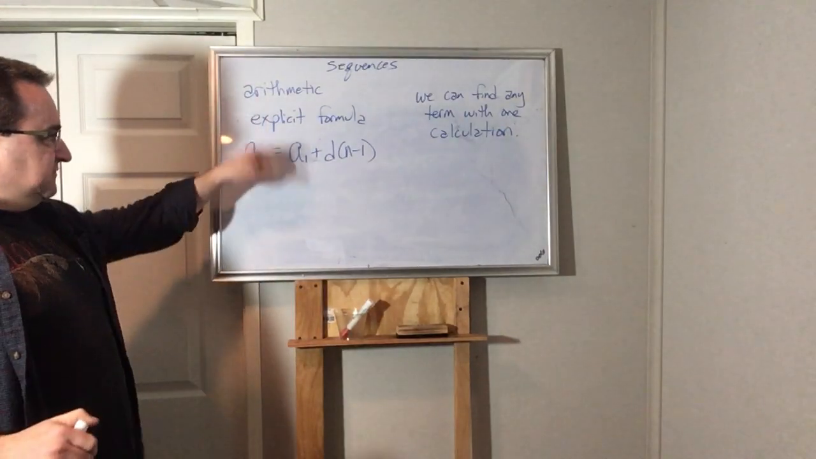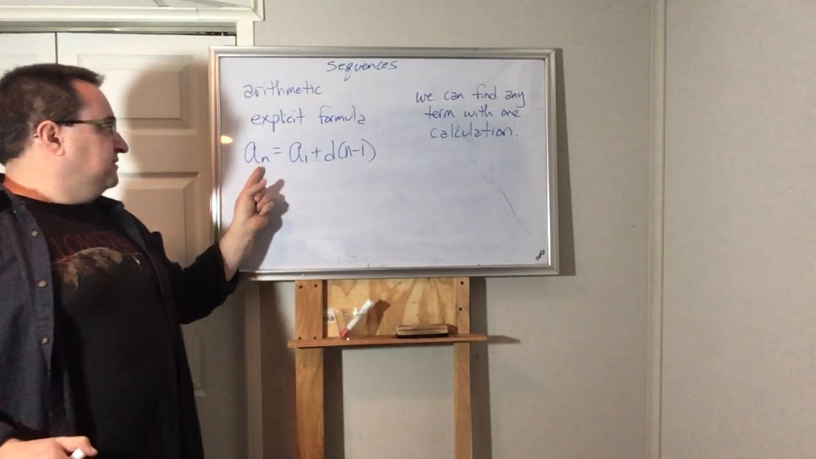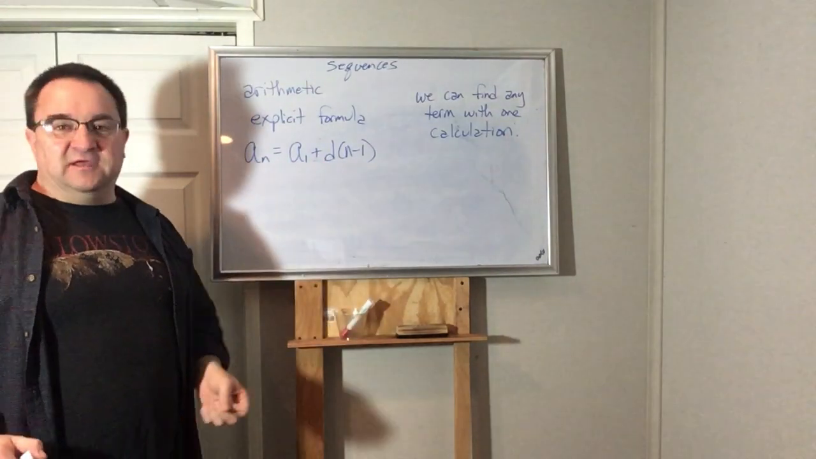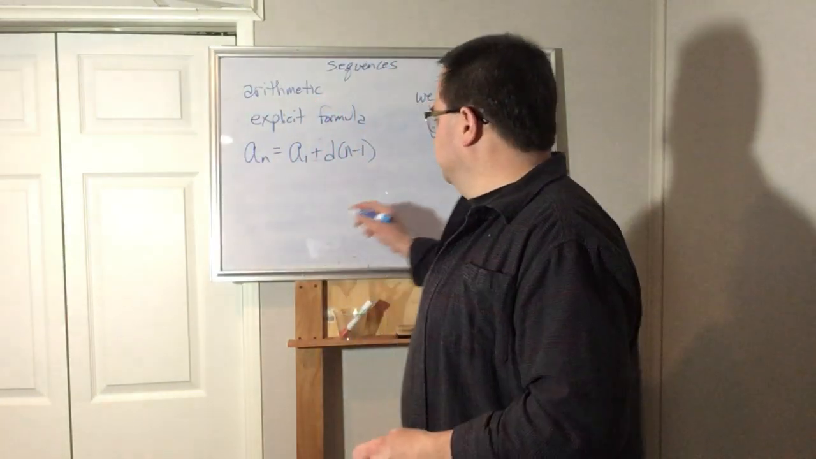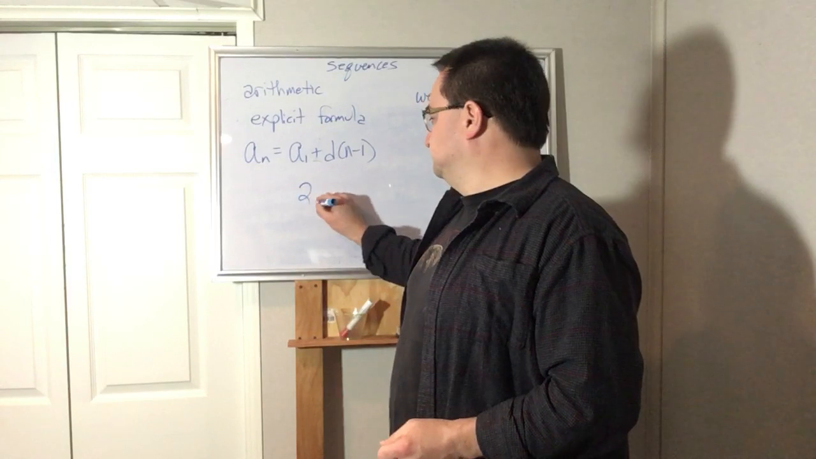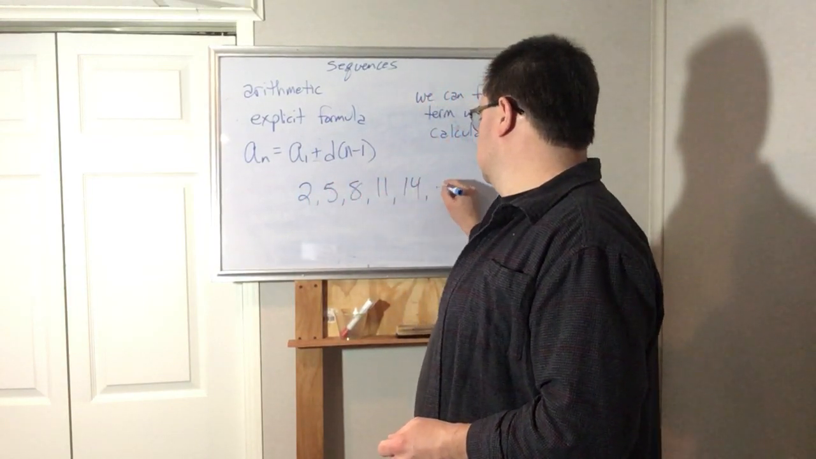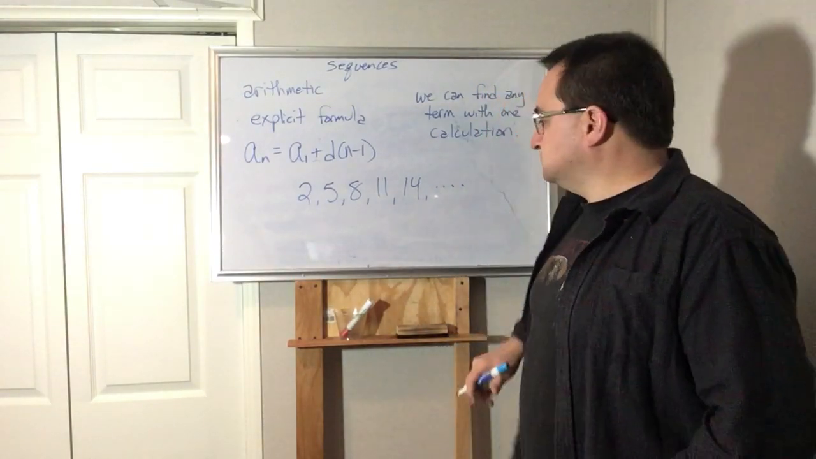Now, in order to make use of this, we have to unpack this language a little bit. Usually these subscripted numbers really mess with people. There's that D, the common difference. So let's do a specific example and try to make sense of this. This is an arithmetic sequence. I'm adding 3 every time.